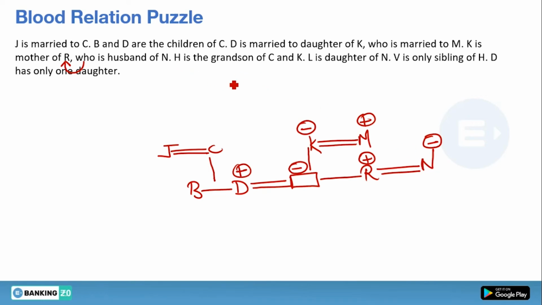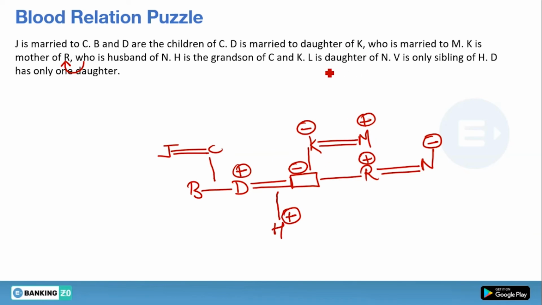Okay, H is the grandson of C and K. It means that D and this person's child is H. If the child is H, then H should go downside to these two couples because H belongs to the below generation, and he is a grandson. It means H is a male. So H automatically becomes the grandson of C and K.